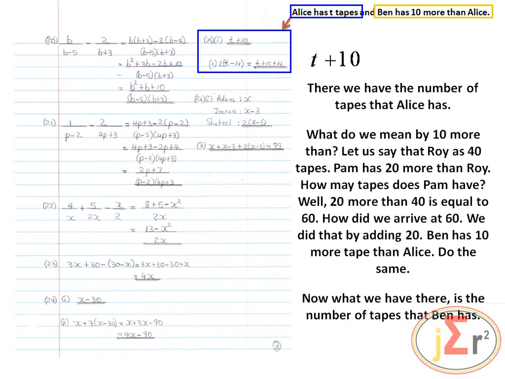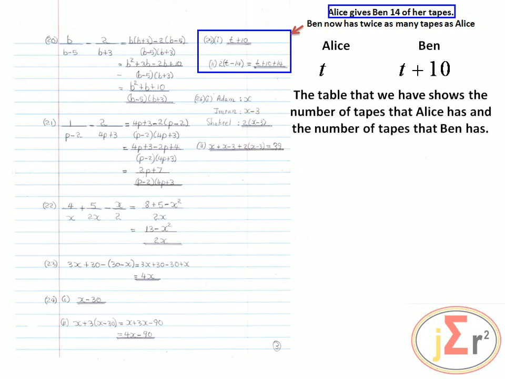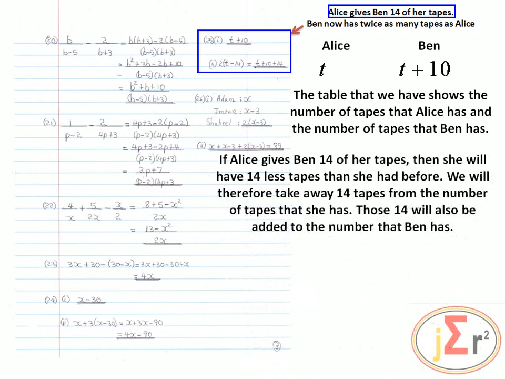Now what we have there is the number of tapes that Ben has. And what do we do with that? We will continue by following the instructions that are given in the statement of the problem. So Alice gives Ben 14 of her tapes. What will happen? Well, the same thing that you imagine will happen.